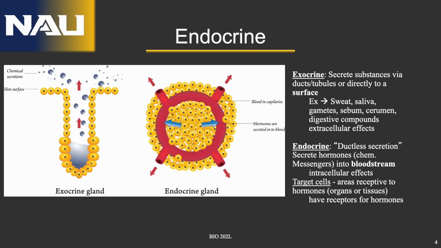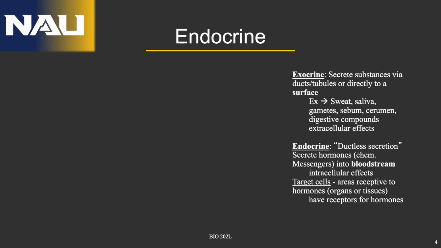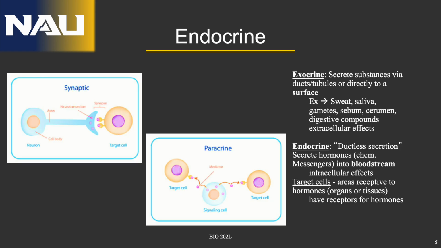Besides endocrine and exocrine signaling, the body also uses other signaling mechanisms such as synaptic and paracrine signaling. In paracrine signaling, cells release signaling molecules that affect nearby target cells. This type of signaling is important for local communication between cells in a tissue. Examples include growth factor and clotting factor, which play critical roles in processes like tissue repair and inflammation.